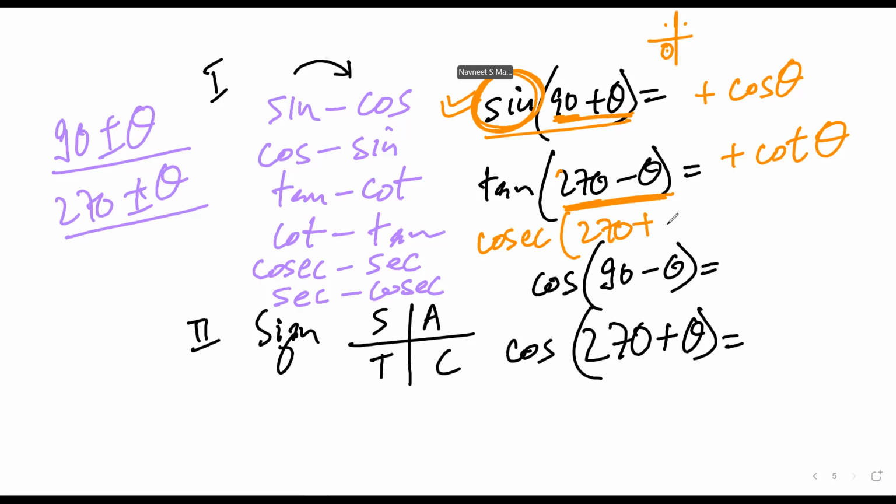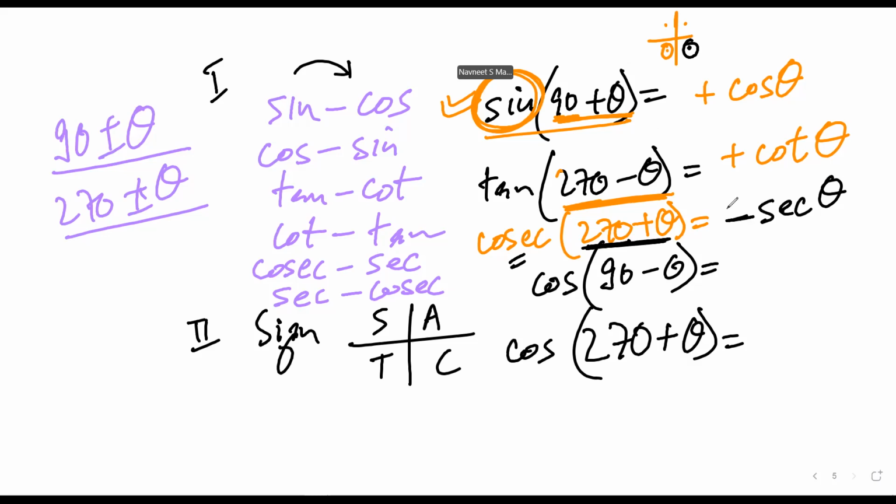Let us take cosecant 270 plus theta. Because of 270, cosecant will change into secant. 270 plus theta is in the fourth quadrant. In the fourth quadrant, cosecant is negative. So this would be minus secant theta. Is it making sense? Yeah.